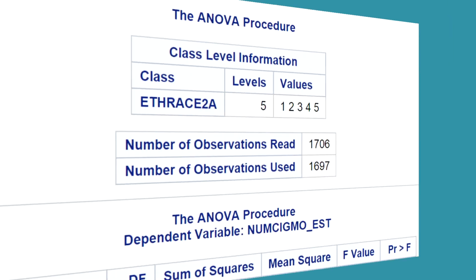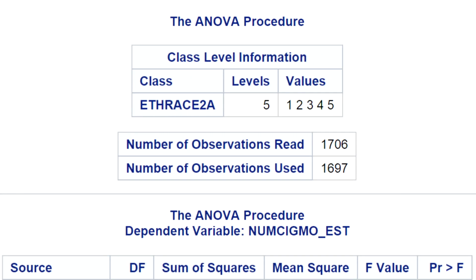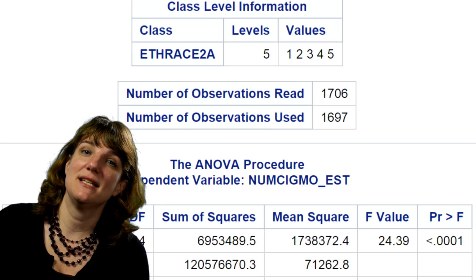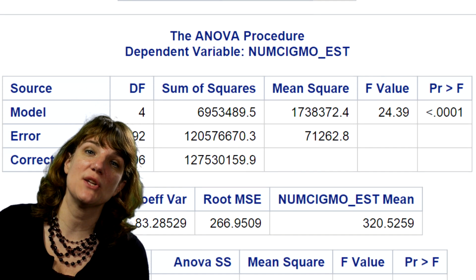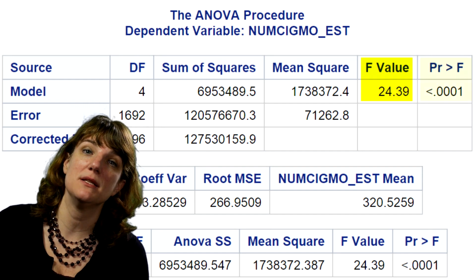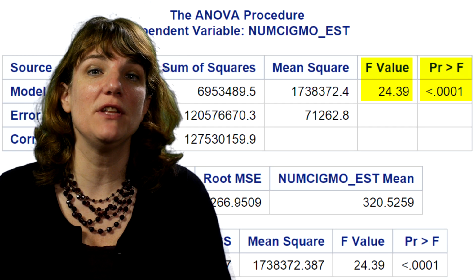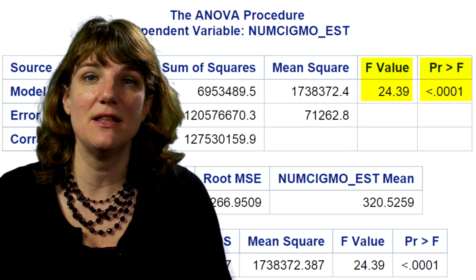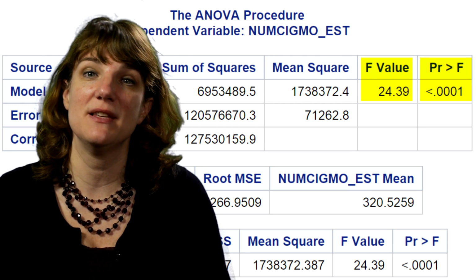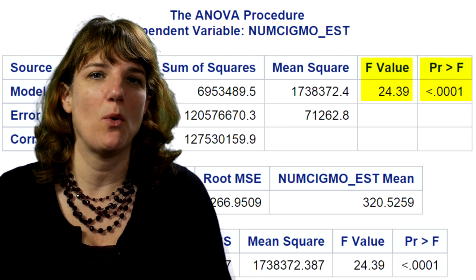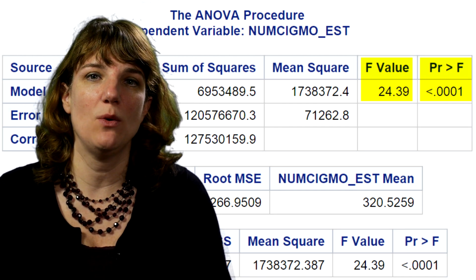Here are the proc ANOVA results for a greater than 2-level explanatory variable. This time the F statistic is 24.4 with an associated p-value of less than 0.0001. Well, this tells me that I can safely reject the null hypothesis and say that there is an association between ethnicity and smoking quantity. But all I know at this point is that not all of the means are equal.